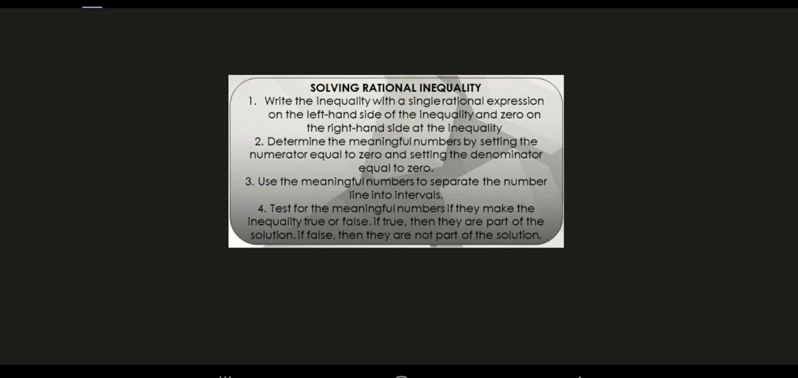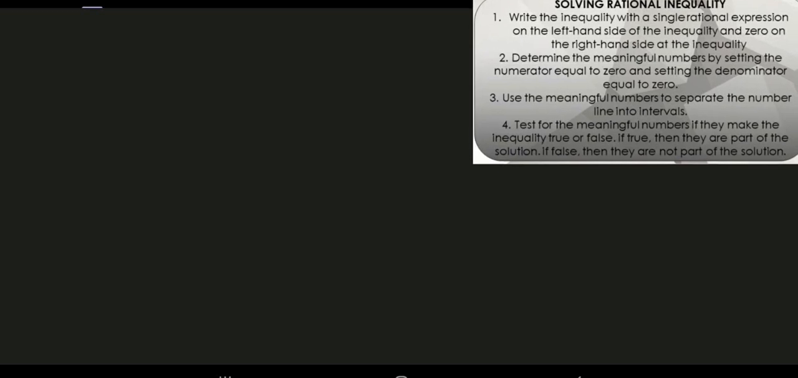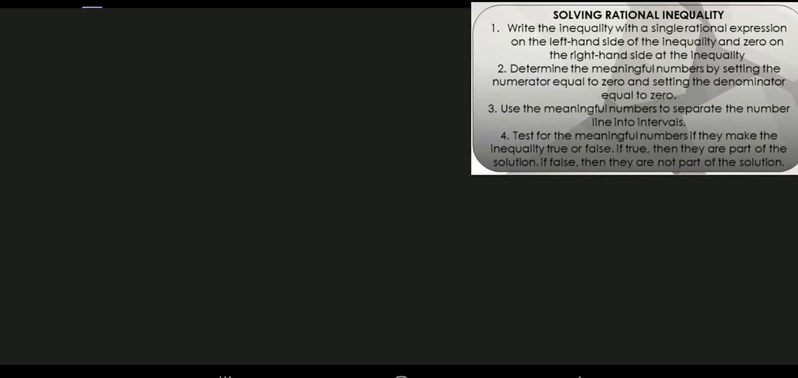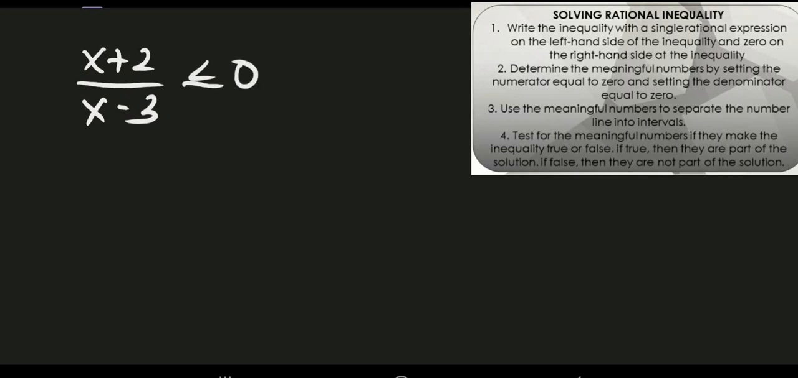So let's say we have this given inequality. Let's try to solve this one. Let's say we have x plus 2 over x minus 3 that is less than or equal to 0. Okay, so again, step number 1 is we need to make sure we have a single term on the left-hand side and 0 as the right-hand side of our inequality. So that means for step number 1 we're already done, and let's proceed to step number 2.